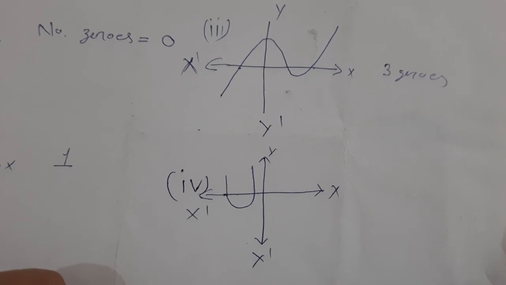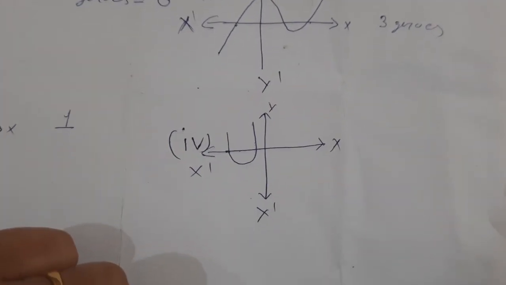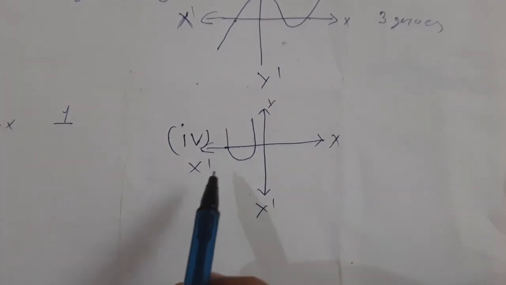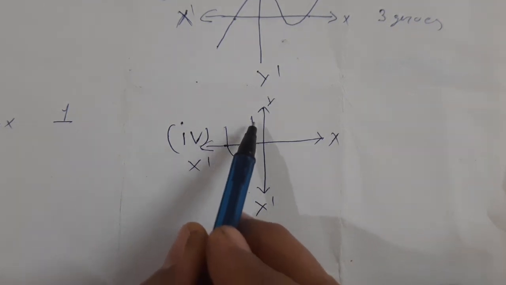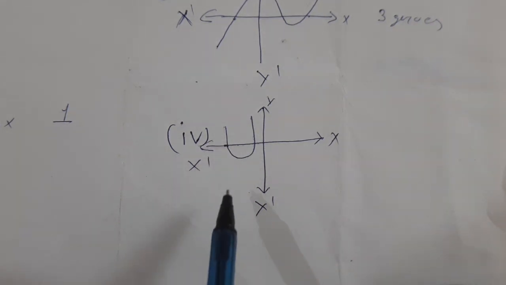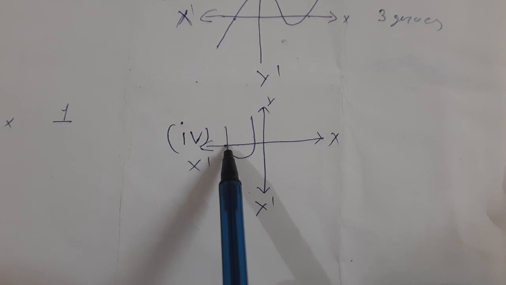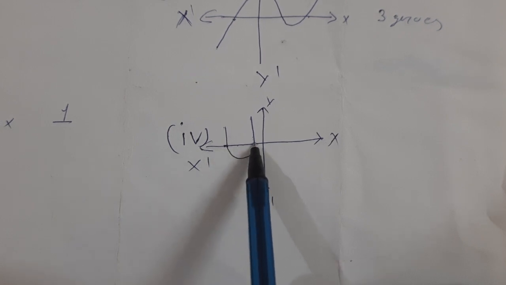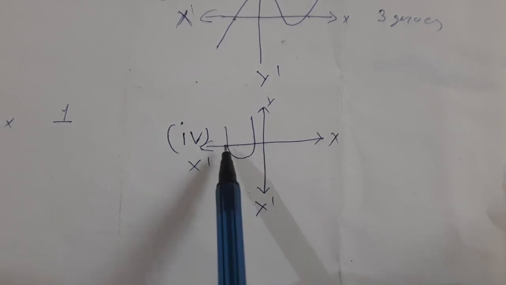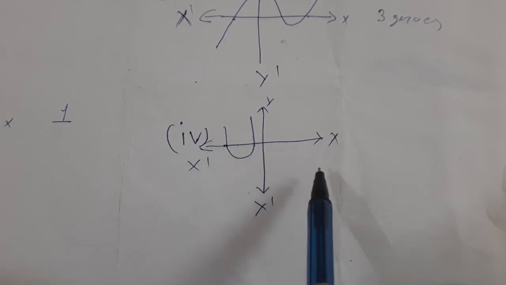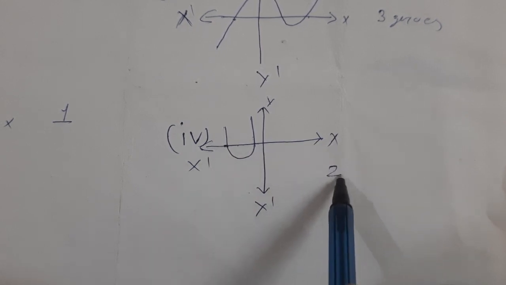We can see in question number 4 the graph of this type. So we can observe this graph intersects the x-axis at 2 points, this and this. So the number of zeros is 2.